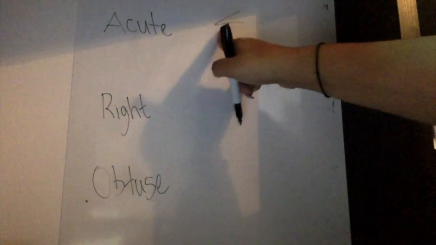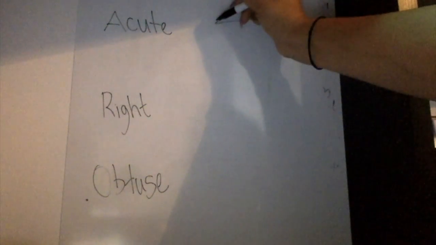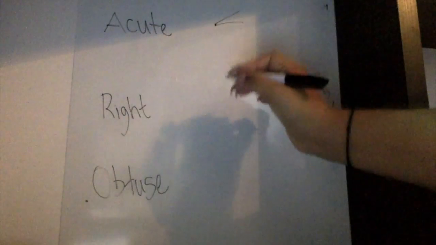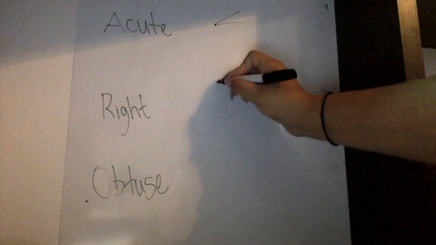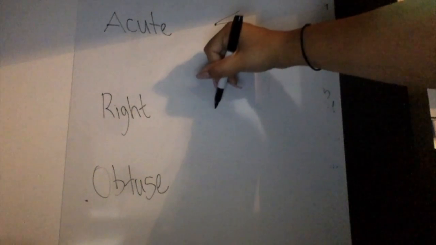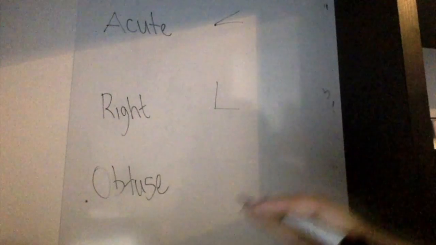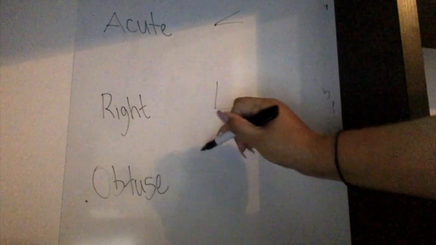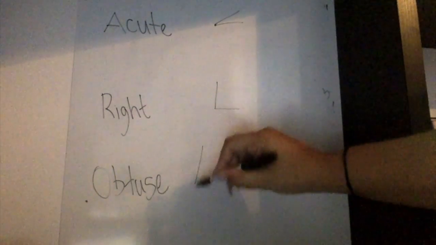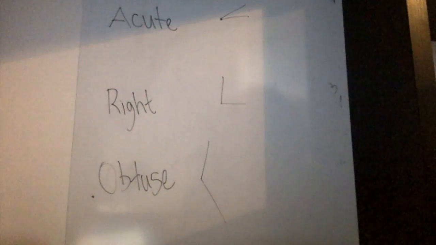Now that we know our angle is that space in between our two intersecting lines, and this is where they met. Our right angle is an L. So we're just going to draw an L. And our obtuse angle is going to be really big. So we can make it like this, like that. That's going to be our obtuse angle.